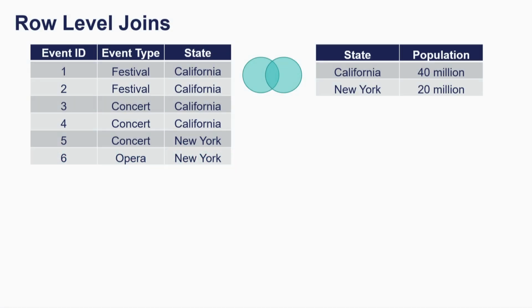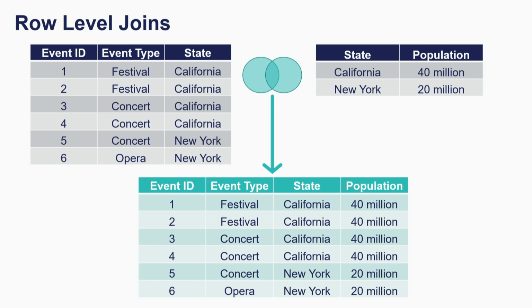So let's take a look at an example of a row-level join. So I have two tables, an events table and a state table. So in the events table, there's one row for every event and a description of the type of event and where it's happening. And then in my state table, I have population. So I want to join these on state. So what it's going to do is go and look up the matching value in this table and then append that population column.